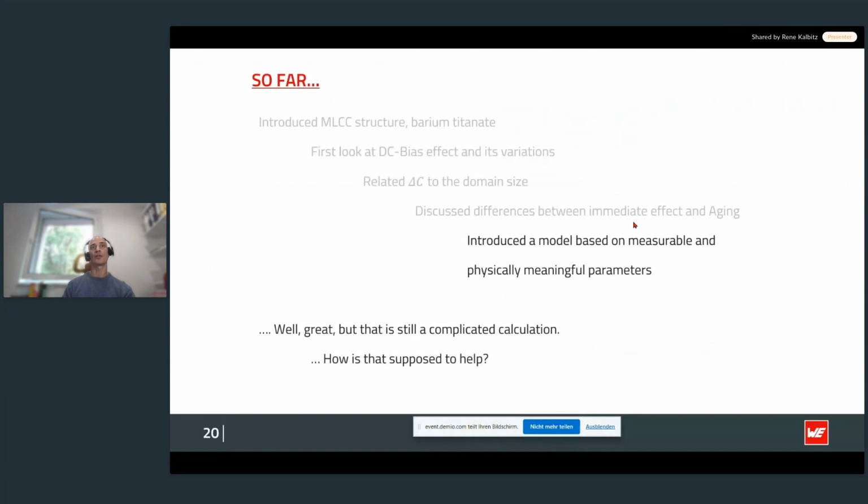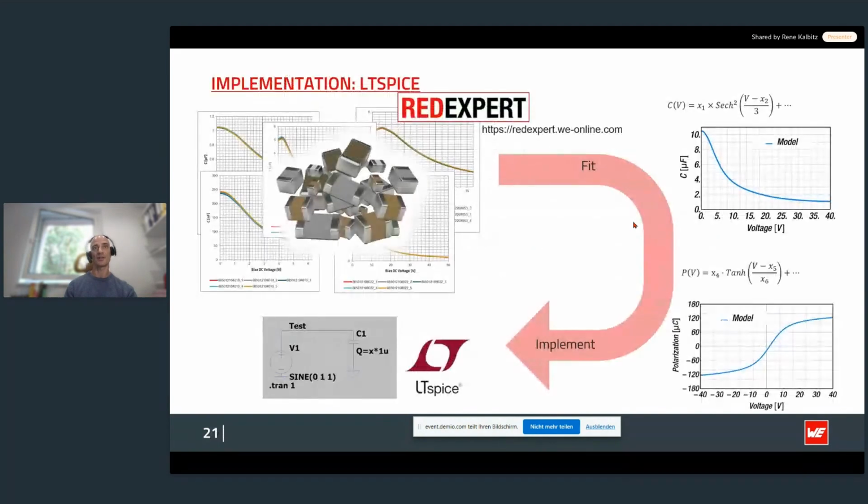So far, we have learned a lot about MLCCs and their polarization, and we even know how to model the effect of polarization. However, some might ask, how is the model supposed to help? Well, since it looks somewhat complicated and I have not given too much detail up to now, the short answer is you don't have to do the calculation. We implemented it in LTspice.